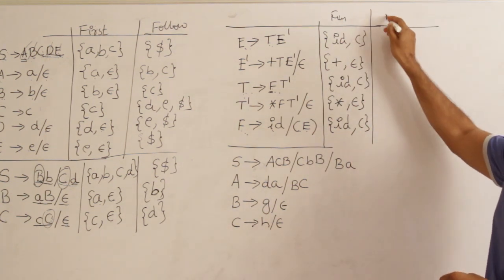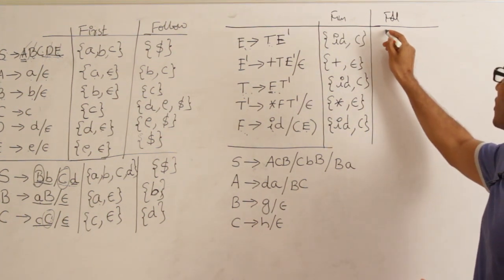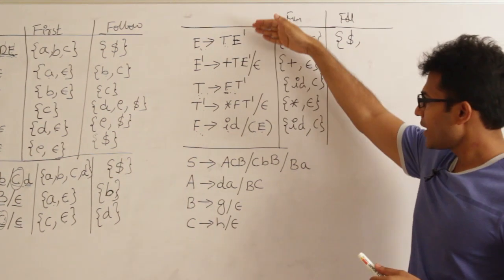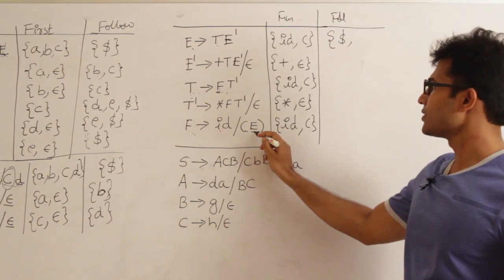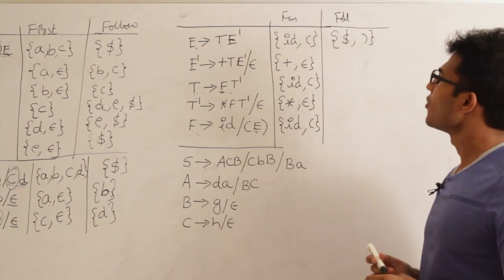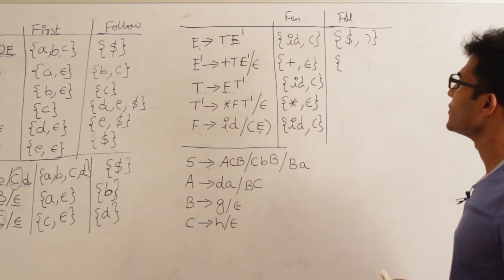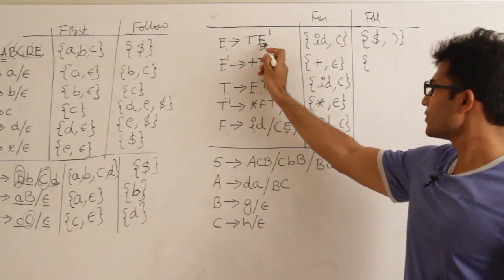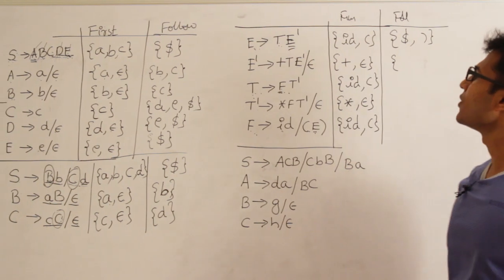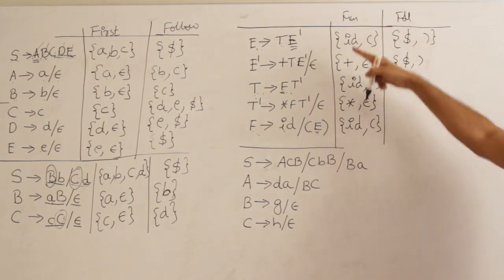What about follow? Follow of E. Since E is the start symbol, we are always going to get dollar as the follow, and moreover, look at the occurrences of E in the right hand side. It is occurring here. Therefore, follow of E is going to contain close brace also. What about follow of E dash? Look at the occurrences of E dash. E dash is occurring here. Since it is occurring at the right end, follow of E dash is nothing but follow of E. What is follow of E? Follow of E is dollar and close brace.